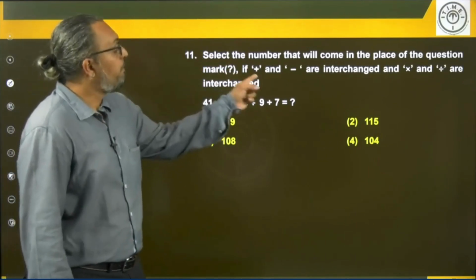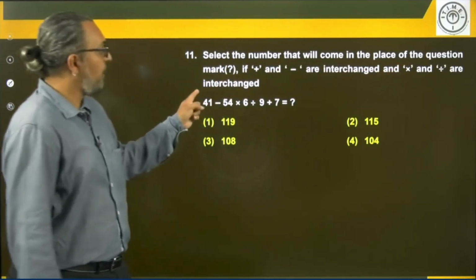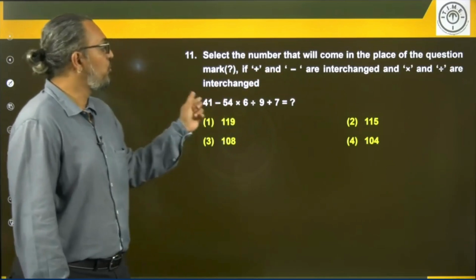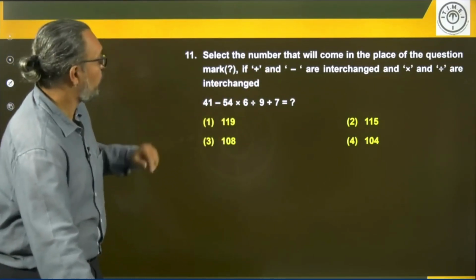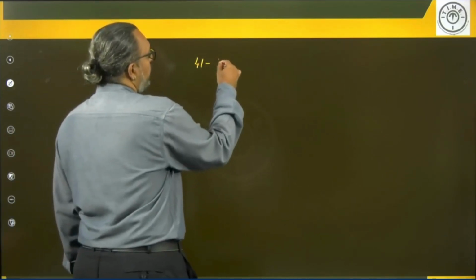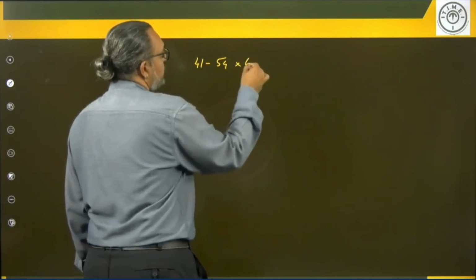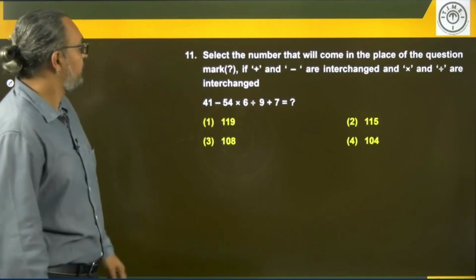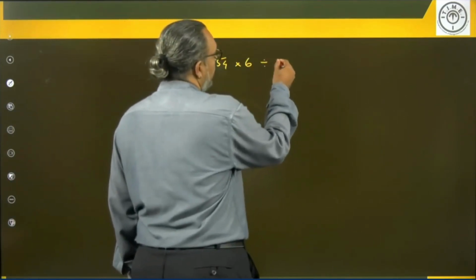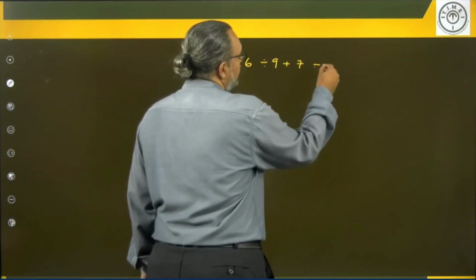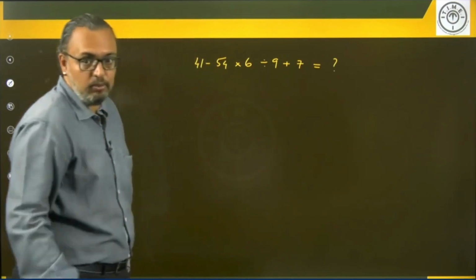Now select the number that will come in place of the question mark if plus and minus are interchanged, and multiplication and division are interchanged. So we have this equation: 41 minus 54 into 6, divided by 9 plus 7. This is not my actual equation, that is the given one.